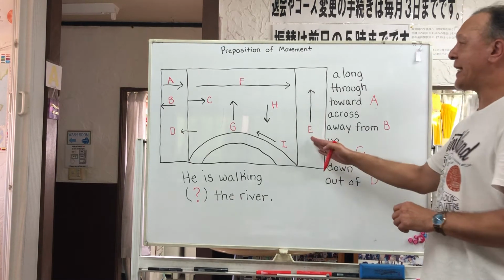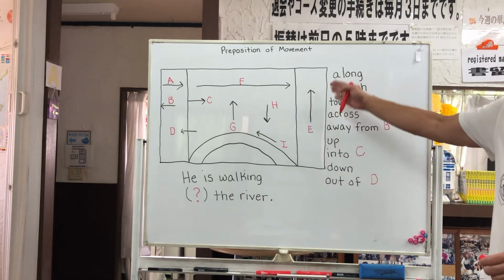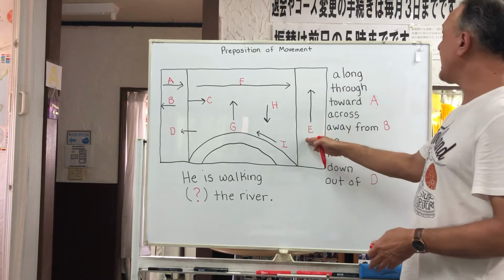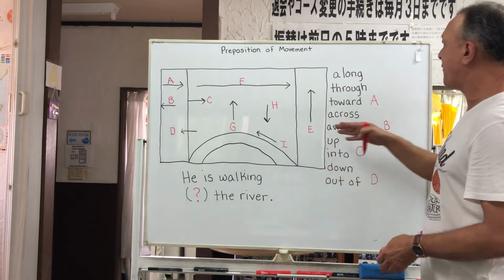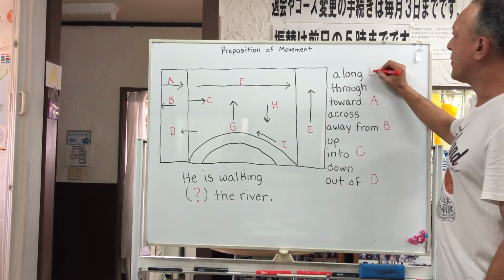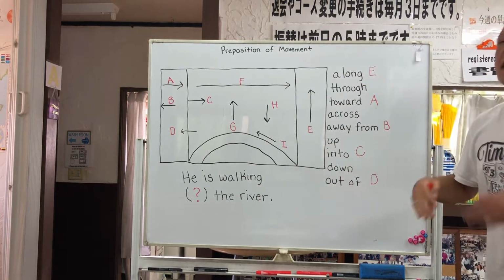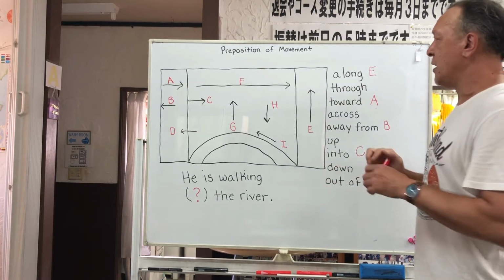Let's look at letter E. On the banks, not in the river, along the river. For E, we're going to be using the form along the river. Even if the arrow was going down, it's the movement of along.